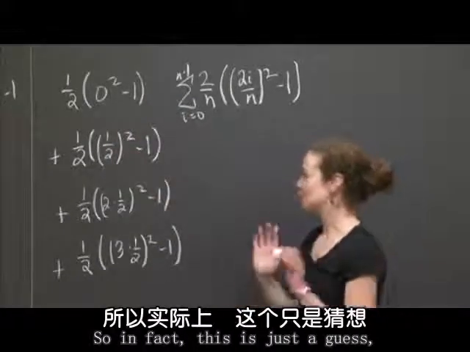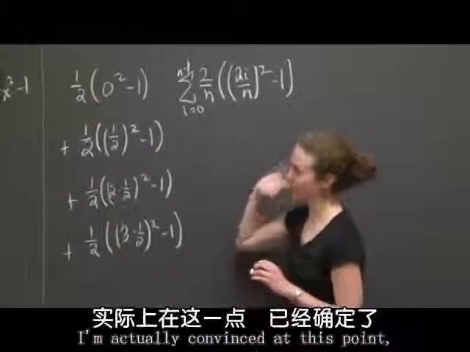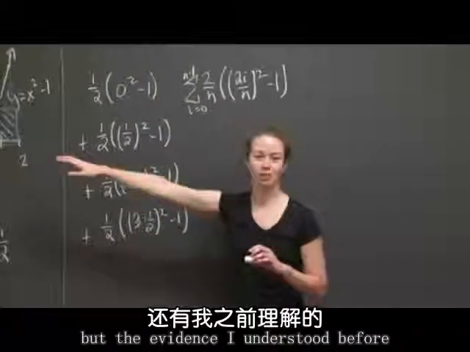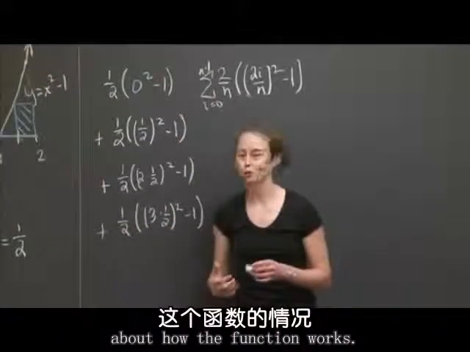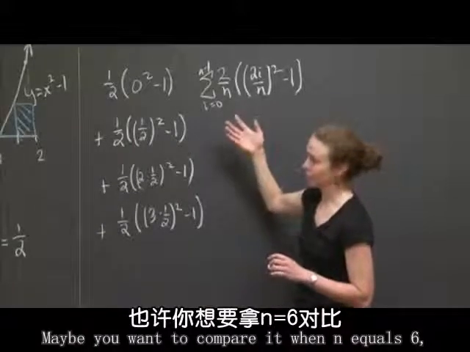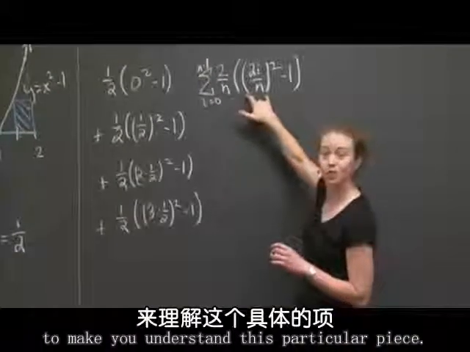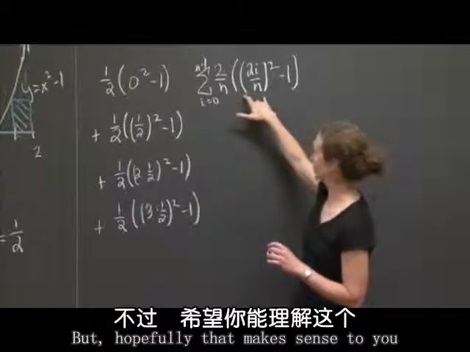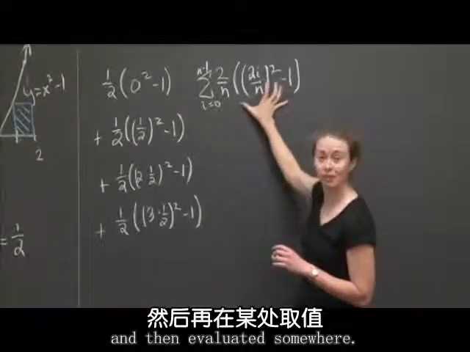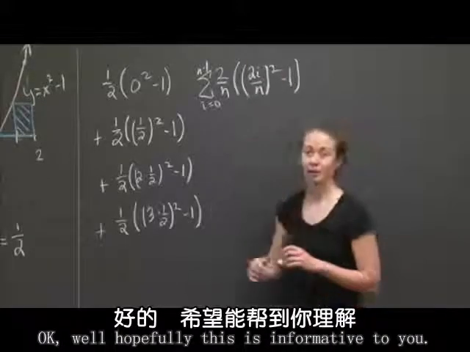So in fact, this is just a guess. Still, maybe you should convince yourself more. I'm actually convinced at this point, based on not just this evidence, but the evidence I understood before about how the function works. Maybe you want to compare it when n equals 6 or something like that, and you need a little more evidence to understand this particular piece. But hopefully that makes sense to you, that this is really just i times delta x and then evaluated somewhere. That's the main idea of this component.